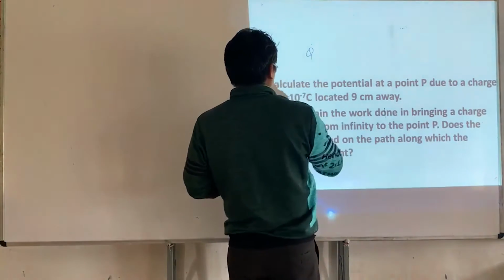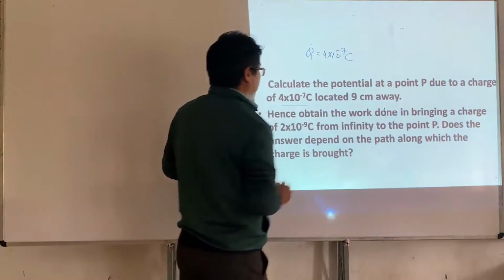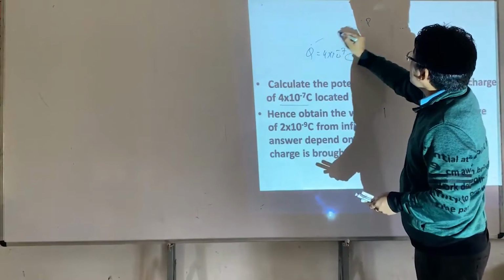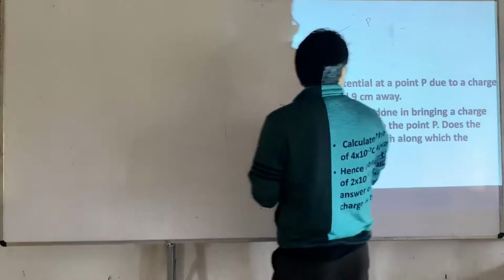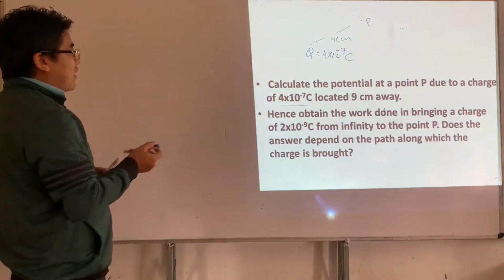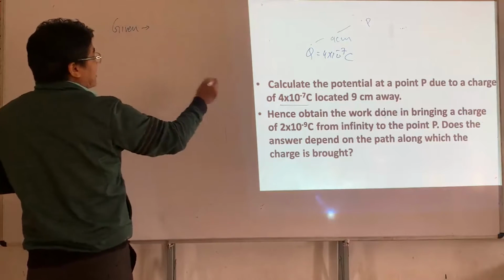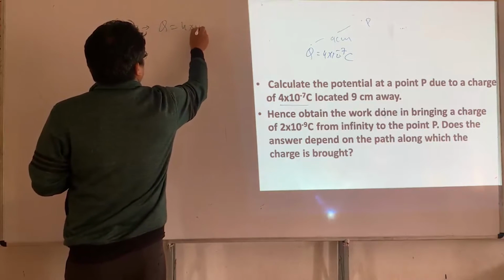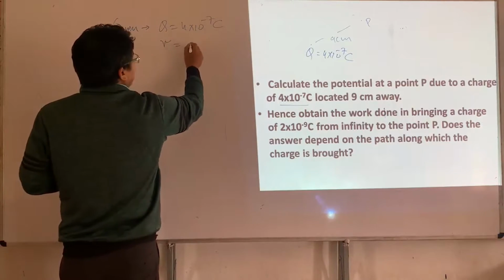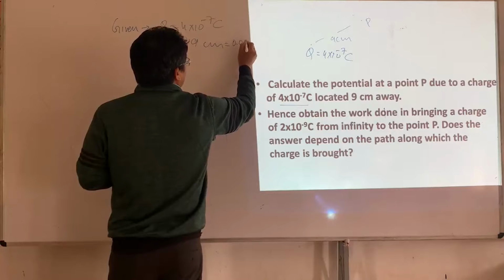This is the charge, equal to 4 into 10 to the power minus 7 coulombs, and you are going to find out the potential at P, and this distance is 9 centimeter. So you are asked to find out the potential. The given is that the charge Q is equal to 4 into 10 to the power minus 7 coulomb, and the distance R is 9 centimeter, which is equal to 0.09 meter, right?